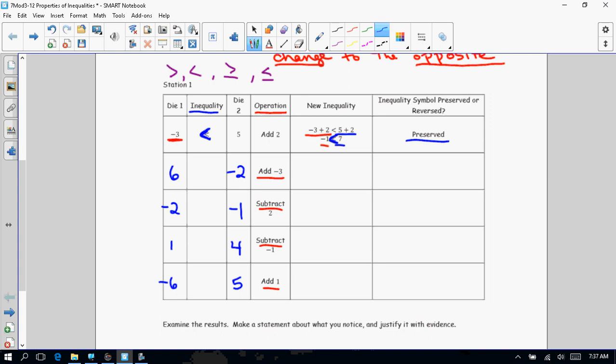I want you to fill this whole chart in and do the question at the bottom of page 95, where it says examine the results and make a statement about what you notice. All right, so at this point, I want you to hit pause. Okay, and I want you guys to do this problem. All right, hit pause.